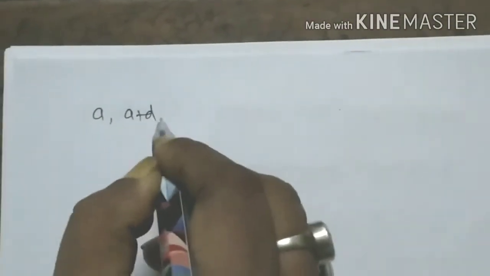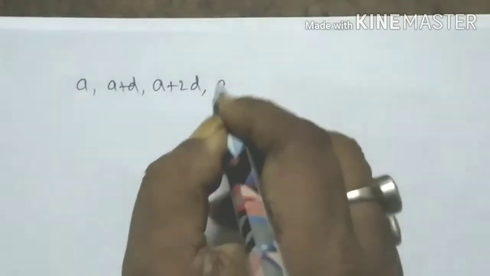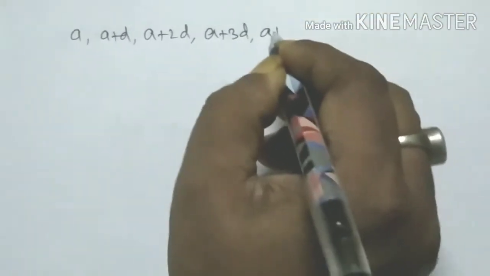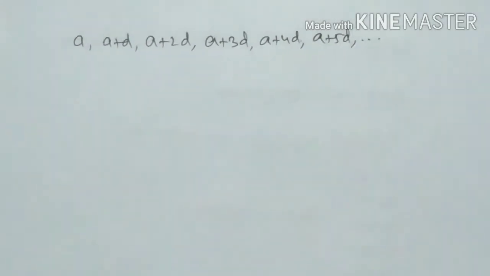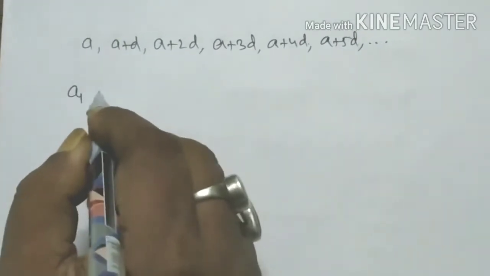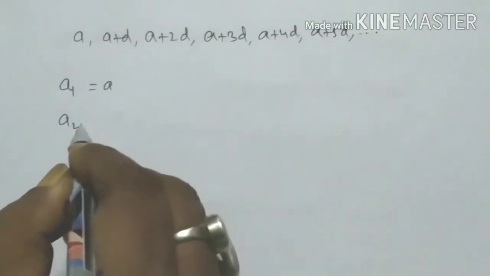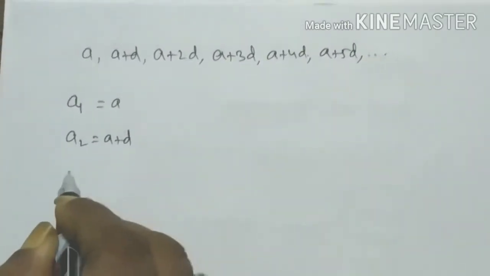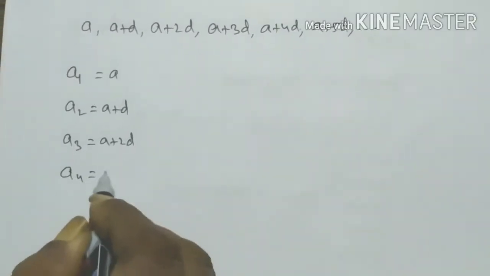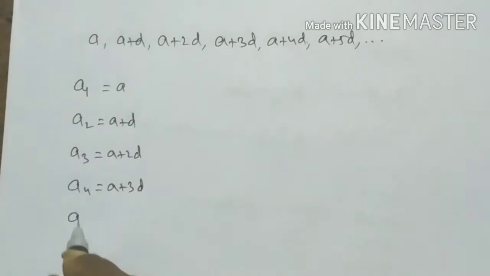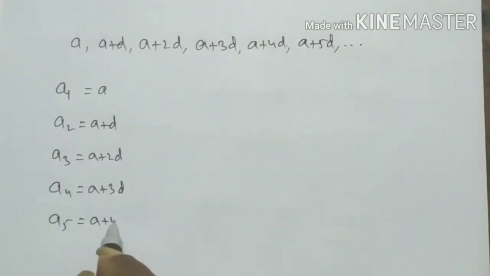Now let us take the standard form of an arithmetic progression: a, a plus d, a plus 2d, a plus 3d, a plus 4d, and so on. The first term is represented as a1, which is a. The second term, a2, is a plus d. The third term is a plus 2d. The fourth term is a plus 3d. The fifth term is a plus 4d, and so on.